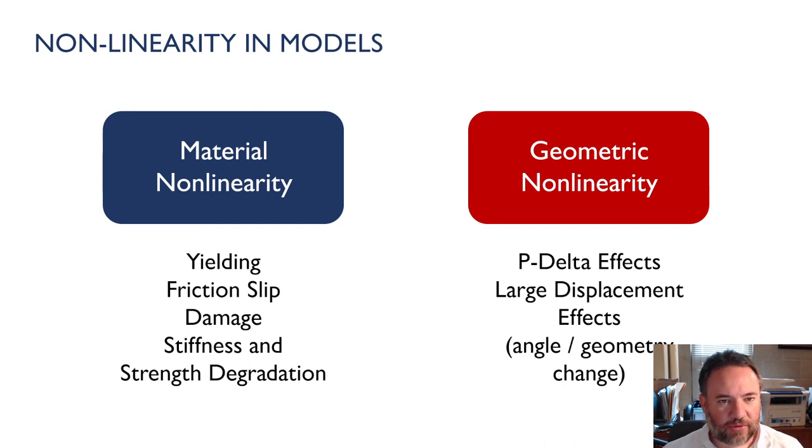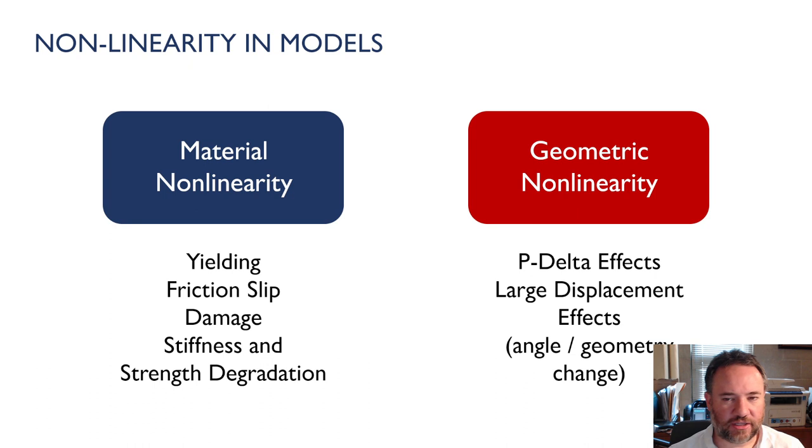So we talk about nonlinearity in models. There's two primary types of nonlinearity that we generally want to consider. One is the more obvious material nonlinearity. This includes yielding of elements, like yielding of beams, columns, diagonal bracing, friction slip or other kinds of friction between elements in a model. Damage, which is also related to yielding, but could also relate to brittle damage, which would cause material properties to change significantly. And also cyclic stiffness and strength degradation are things that we might want to take into account when we're talking about material nonlinearity.